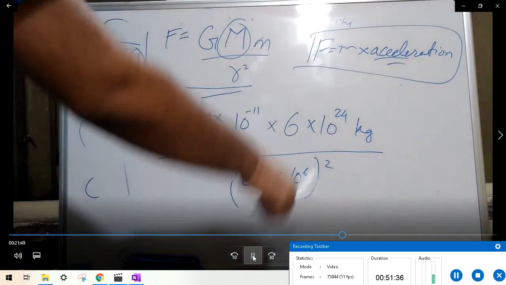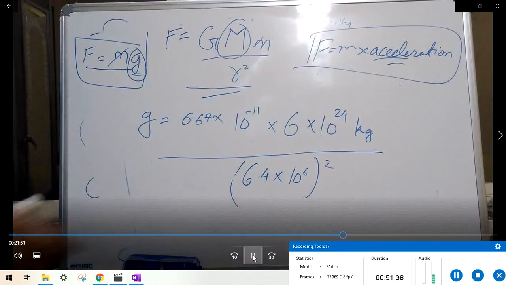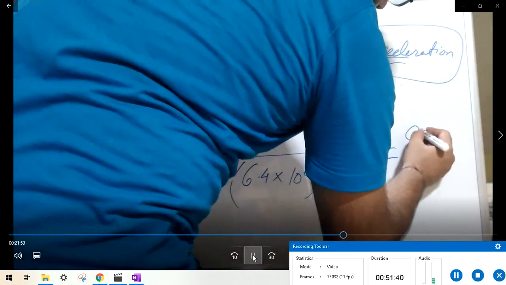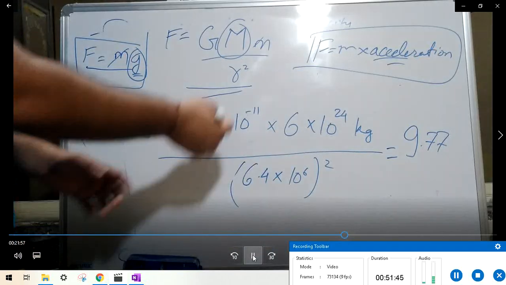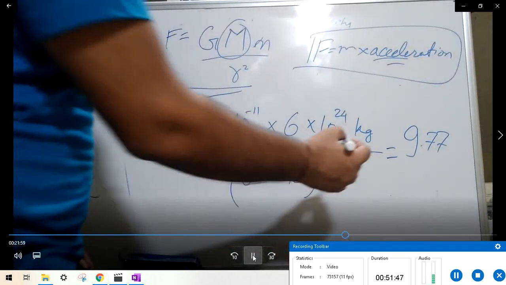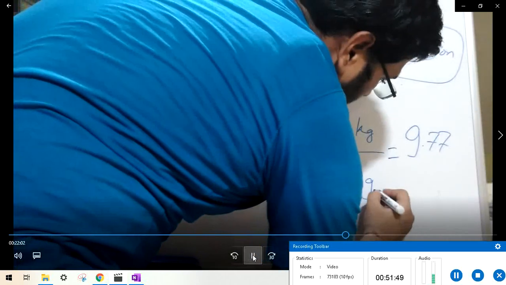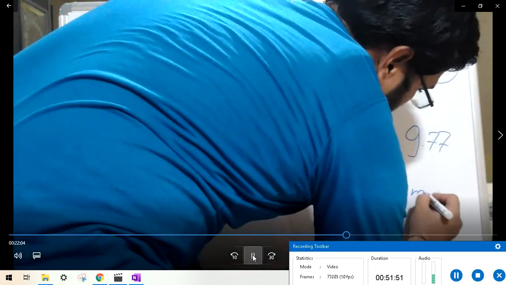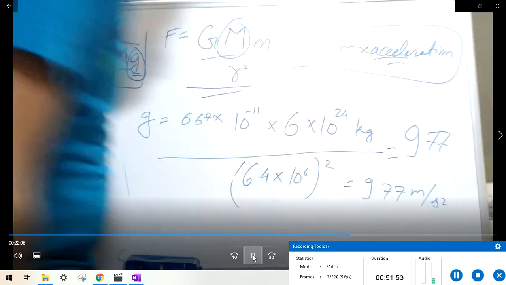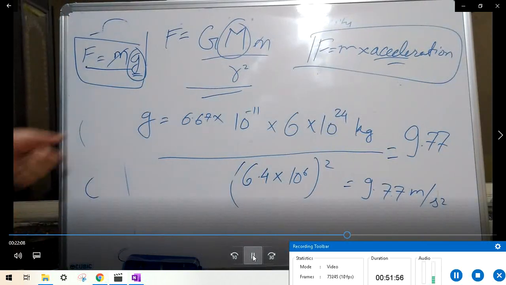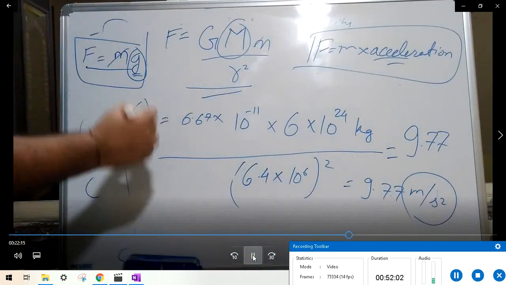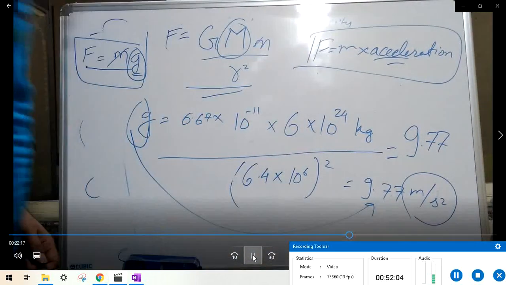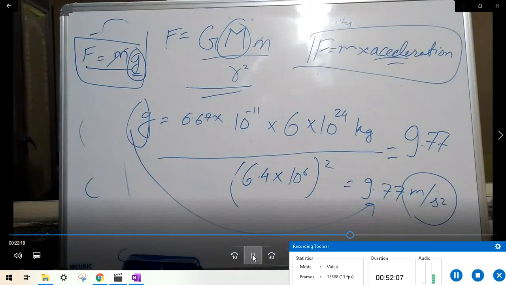Now, if you calculate this value, it comes near about 9.77, and if you write the exact unit, it will come near about 9.77 meter per second square. So you must know that the unit for acceleration is meter per second square, and the value of g for Earth will be 9.77. I will not repeat that again.